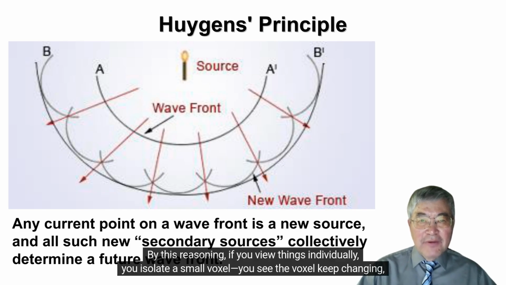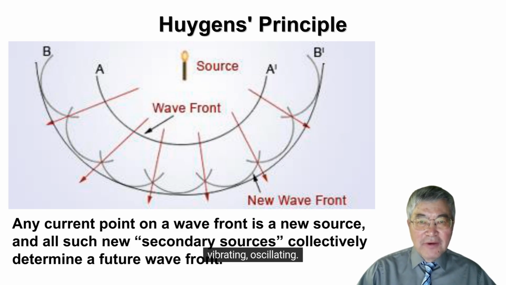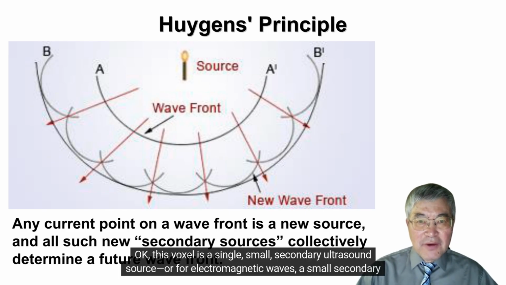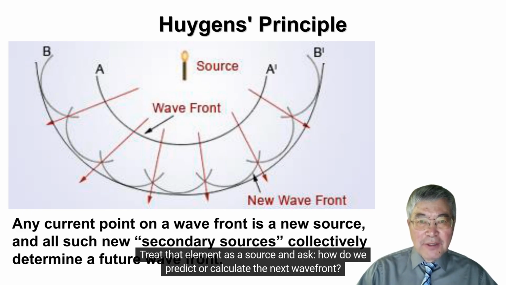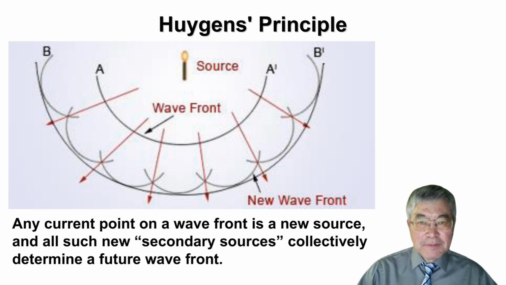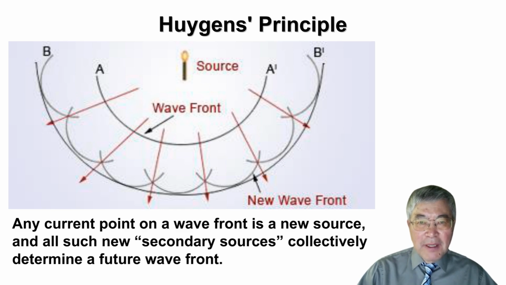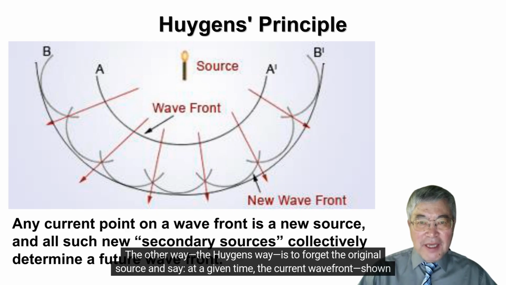By this reasoning, if you view things individually, you isolate a small voxel. You see the voxel keep changing, vibrating, oscillating. You can think, okay, this voxel is a single small secondary ultrasound source, or for electromagnetic waves, a small secondary source. Treat that element as a source and ask, how do we predict or calculate the next wavefront? One way is to solve the original wave equation and follow the whole propagation process.